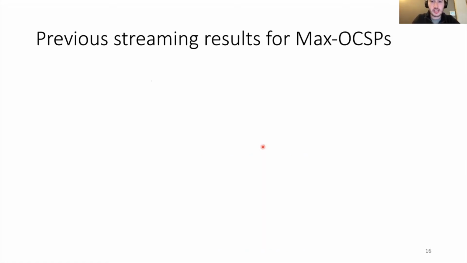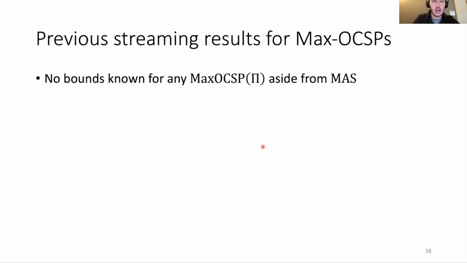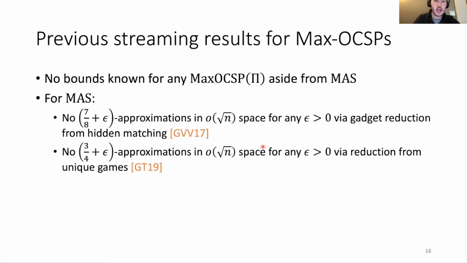So what was previously known about the streaming approximability of max OCSPs in particular? As far as we know, there were no inapproximability bounds for max OCSP pi for any constraint function pi aside from MAS. And for MAS, there was a paper in APPROX 4 years ago, which showed that you couldn't get 7/8 plus epsilon approximations in sub square root n space. And this proof was by a gadget reduction from the Boolean hidden matching problem.